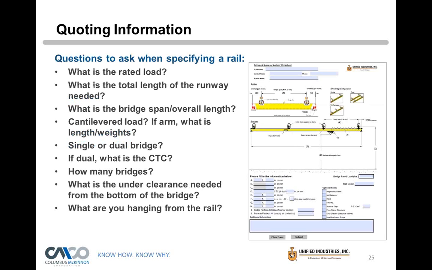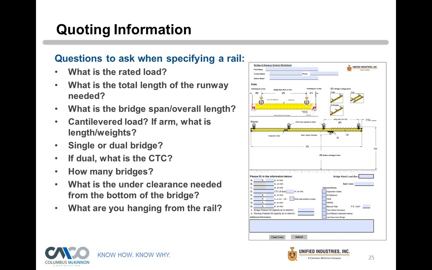But if you are specifying a system, we do have questionnaires set up in an editable PDF that you can feel free to use and work on. Some of the big questions, obviously, we would need to know the rated load of the system, what's the total length of the runway you need, bridge information. There's a question about cantilevered load. If you have perhaps an articulating arm reaching outside of the system, we would need to know how long the arm is, what's the weight of the arm, what's the weight of the product you're lifting, because obviously that creates forces on the freestand structure or the overhung system.